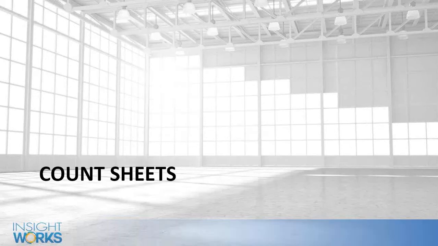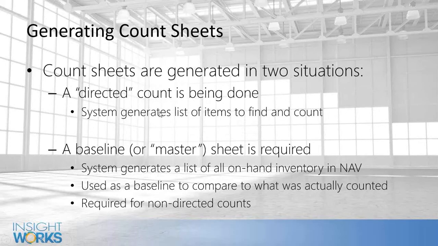Now, let's talk a little bit about those count sheets. So generating the count sheet. In your case, when you're doing paper-based counts, it's really always going to be directed, right? Unless you do a tag-based count or a non-directed count, you're going to generate the count sheets. So 99% of the time, you're going to go in there and generate a list of items for people to count. And you can also generate a baseline sheet, a master sheet, to identify things that you may have missed.